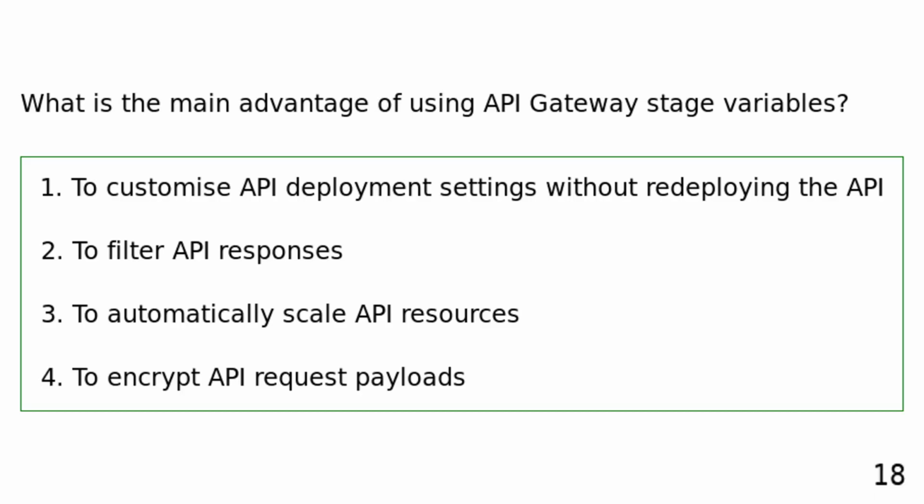What is the main advantage of using API Gateway stage variables? To customize API deployment settings without redeploying the API. To filter API responses. To automatically scale API resources. To encrypt API request payloads.